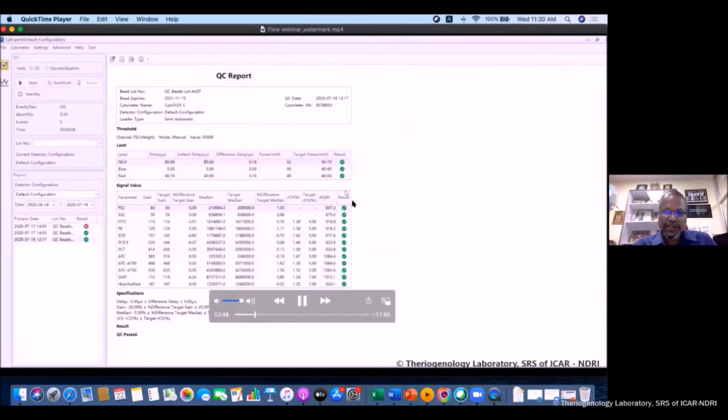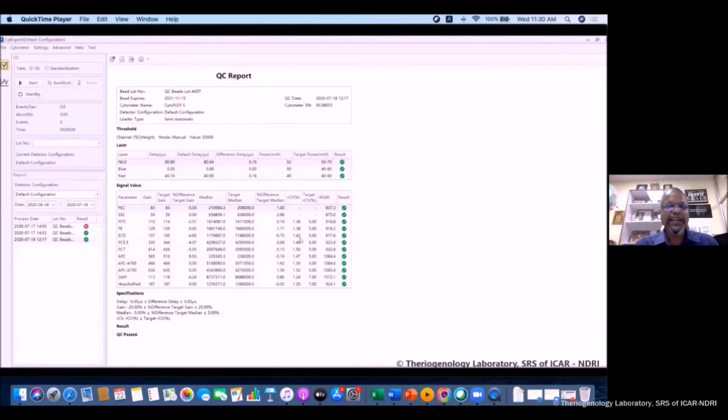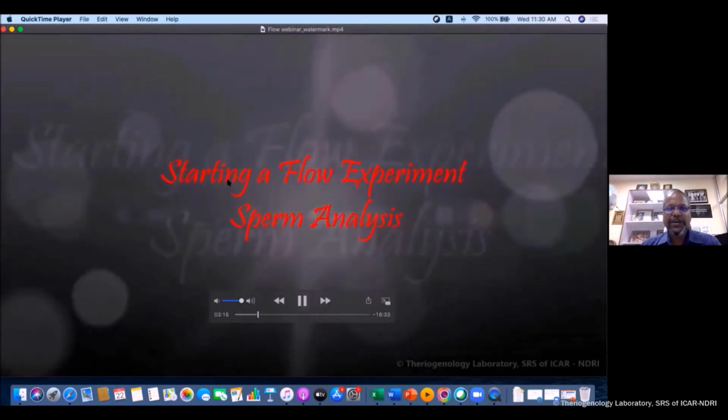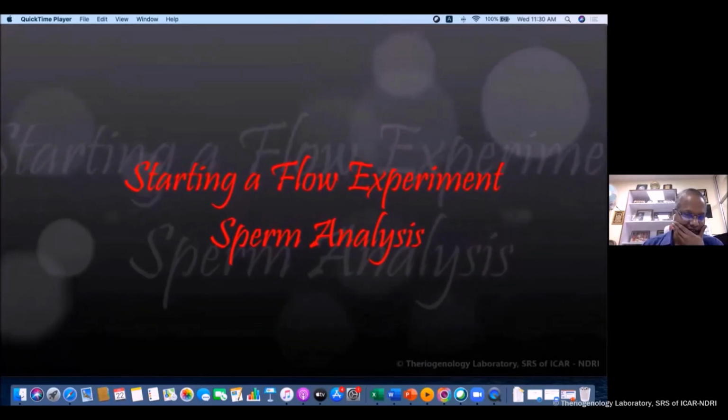Now the QC report says, yes, it is good. The RCV target is 5 to 7, but we are getting less than 2. So that is good, and my machine is perfect. So I can go for planning an assay. What I wanted to show here is starting a flow experiment, sperm analysis.